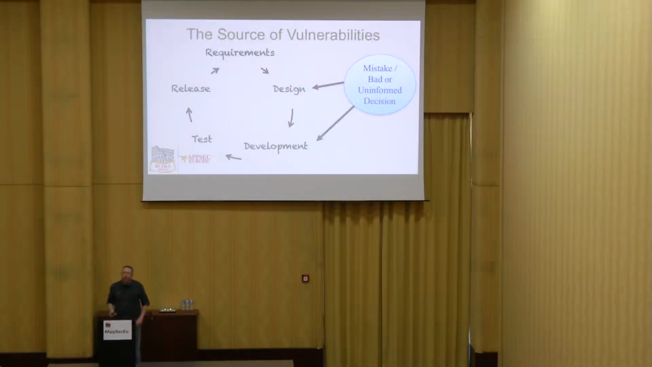And so when I start to think about what do we do in a given program, I have to stop and think about what's the source of the vulnerabilities that are coming in here? We all have a development lifecycle of some form, but I don't find that the vulnerabilities are introduced very often in the test and release phases, right? You could say that maybe some come in from a requirements phase because someone made a bad requirement decision, but the majority of these vulnerabilities are coming in from design and development time. It might be a mistake, or it might be a bad or uninformed decision. Both of these are things that we can counter with knowledge.